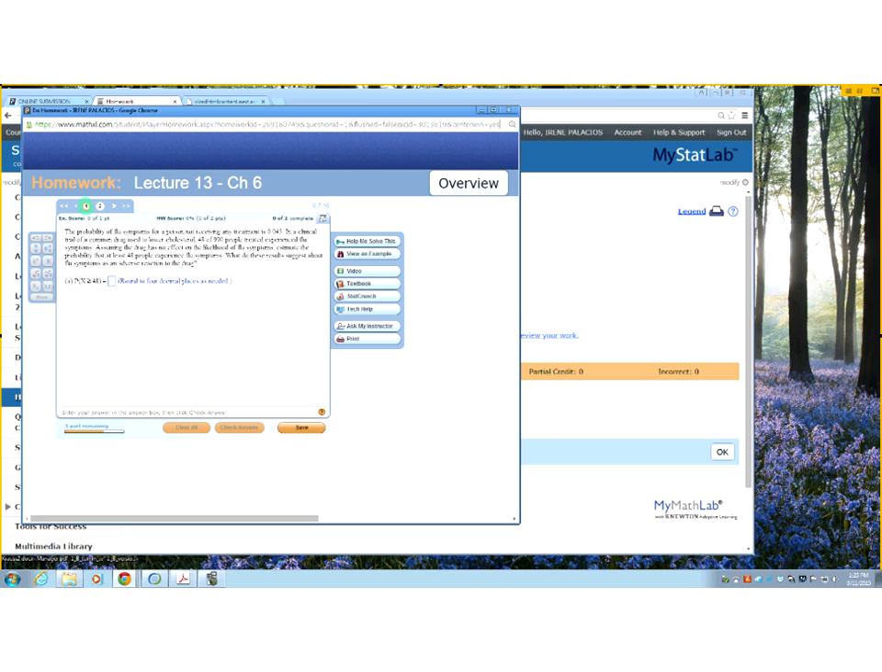Okay, so it says the probability of flu symptoms for a person not receiving any treatment is 0.045. So the probability is 0.045. In a clinical trial of a common drug used to lower cholesterol, 48 of 990 people treated experienced flu symptoms. So we have 48 of the 990 experienced flu symptoms.